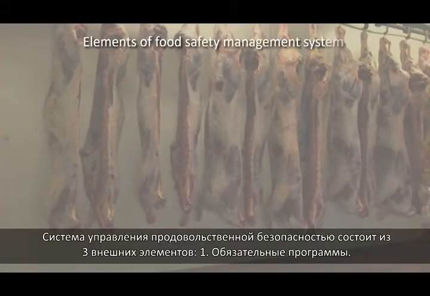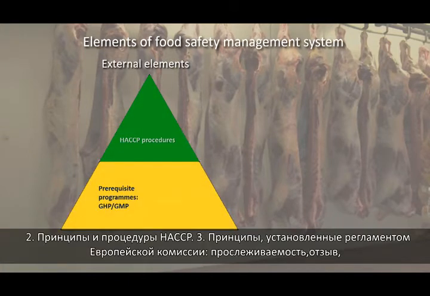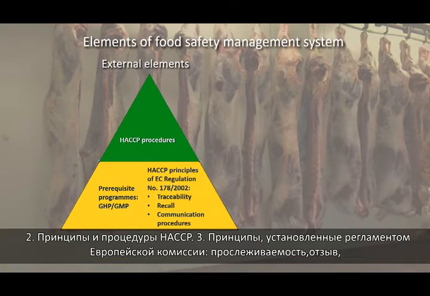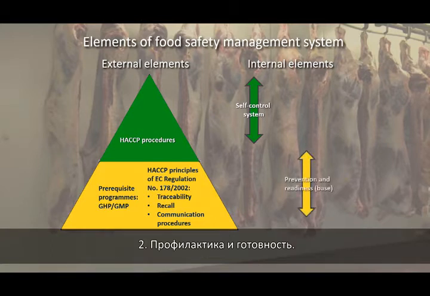Food Safety Management System consists of three external elements: prerequisite programs, HACCP principles and procedures, principles established by European Commission regulation, traceability, recall, communication procedures, and two internal elements: self-control system that is based on HACCP principles, prevention and readiness.